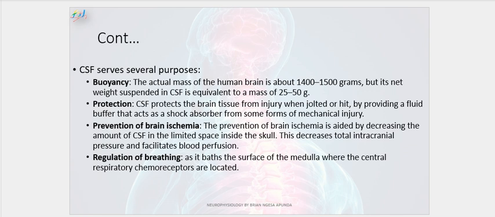So the CSF is also very important in regulating the breathing. This is just by a simple explanation that the CSF normally bathes the respiratory centers of the brain, or the respiratory chemoreceptors, where they are located in the medulla oblongata.